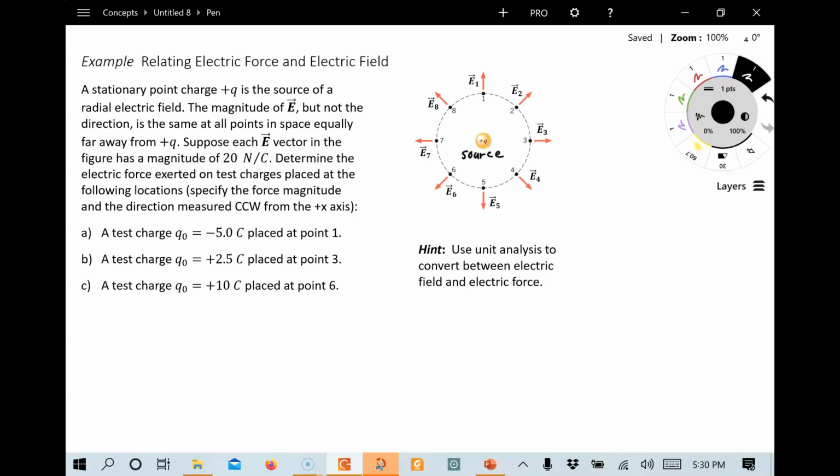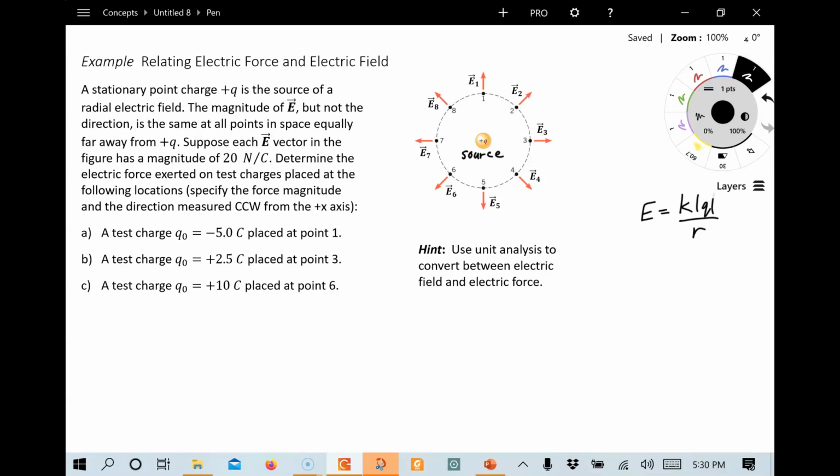Since this is a point charge, we know that the equation for the electric field due to a source charge that's a point charge looks like this. It's based on Coulomb's law, and it almost looks like Coulomb's law, except we only have one charge, right? And so that charge Q is generating that field out in space. We don't care about it in this problem.